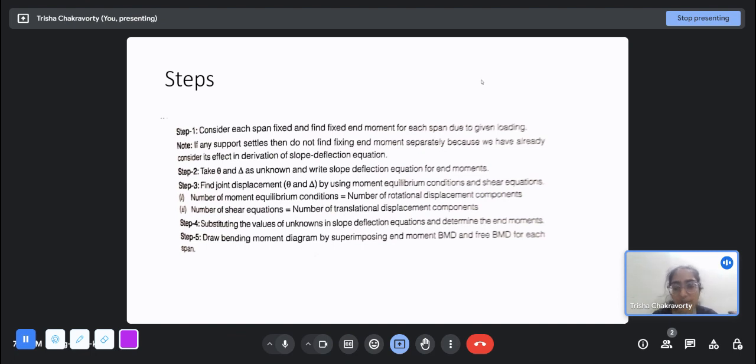Finally, once we have that, we can draw the bending moment diagram by superimposing the end moment BMD and the free BMD for each span. Thus we can draw it span-wise, and we will see that it will come out as a coherent continuous BMD or SFD, the kind we are expecting.